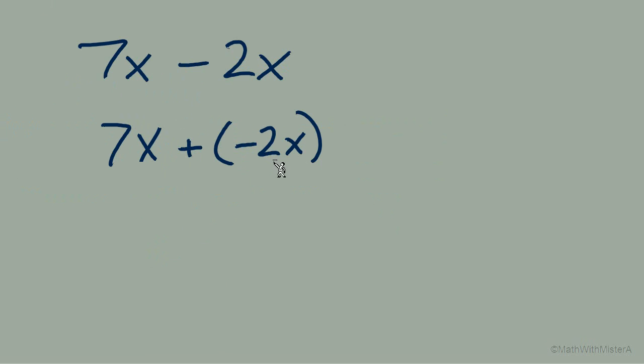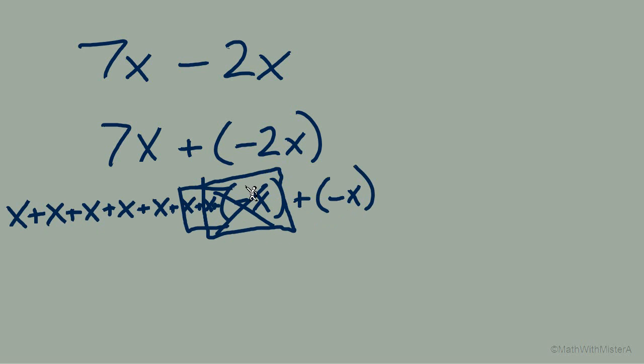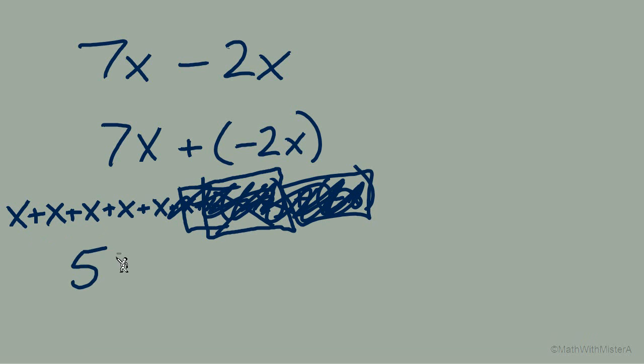This concept works when we see subtraction as well. That's because subtraction can be thought of as adding the opposite. And negative 2x would be negative x plus another negative x. So 2 negatives with 7 positive x's, and some of these terms will add up to equal 0. A positive x with a negative x equals 0. Another positive x with a negative x equals 0. Just wiping them all out of there. But we're left with 5 x's.